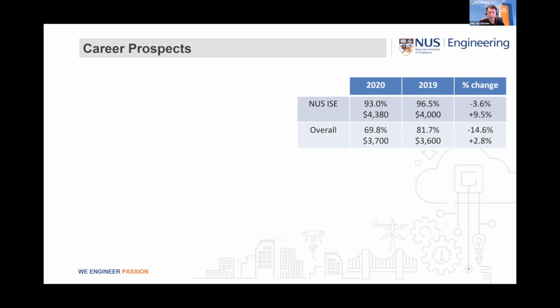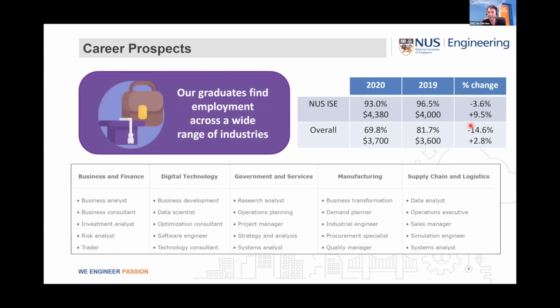A further note on the career prospects is that 2020 was a very challenging year. I'm sure everybody recognizes that. But in terms of our employment, we have actually done pretty well. Overall, the employment rate for the nation dropped by 14.6%, whereas for industrial systems engineering, we only dropped by about 3.6%. The question is, why is that so? It is simply because our graduates find employment across a wide range of industries. Manufacturing and supply chain are the typical ones, but you see a lot of our graduates in business, digital technology, and also government and services.